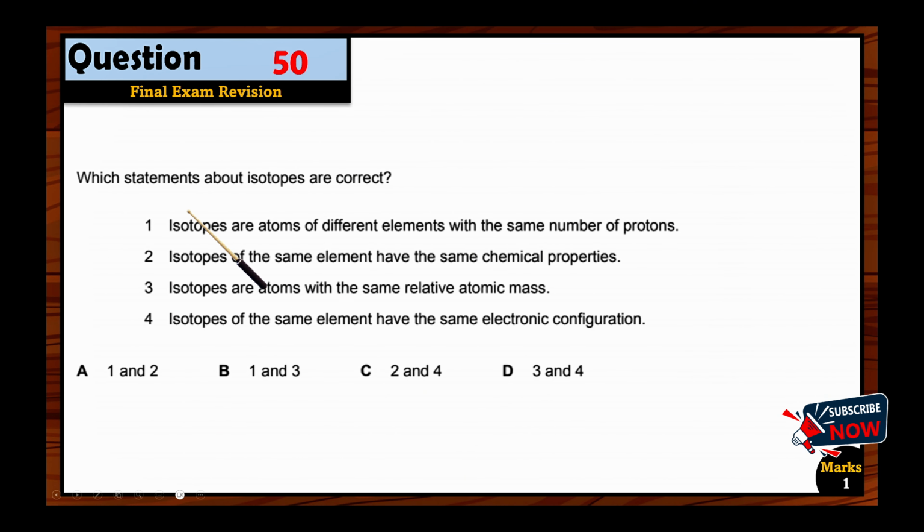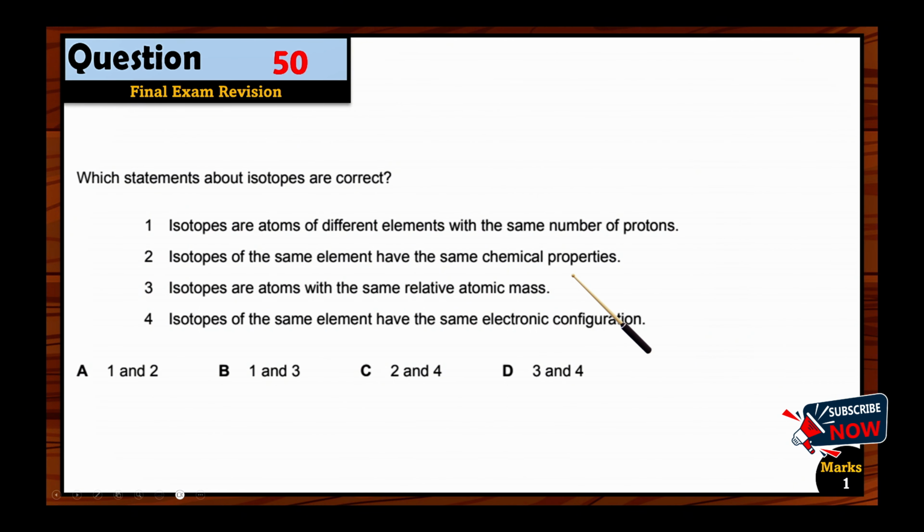Question number 50. Which statements about isotopes are correct? We again came with the same question, but there are different options here. That's why I have added all the questions from the past paper that are related to isotopes. You can see that the question will remain the same, but the options can differ. Isotopes are atoms of different elements with the same number of protons. The same number of protons is right, but isotopes are atoms of the same element. So option 1 is wrong.